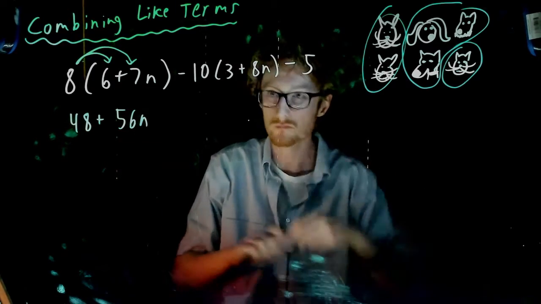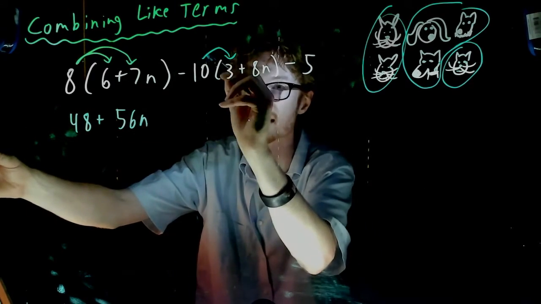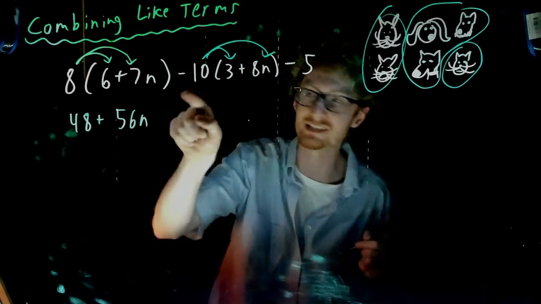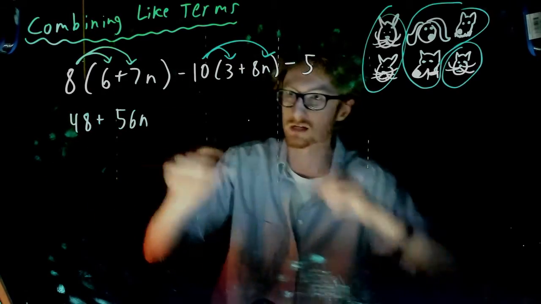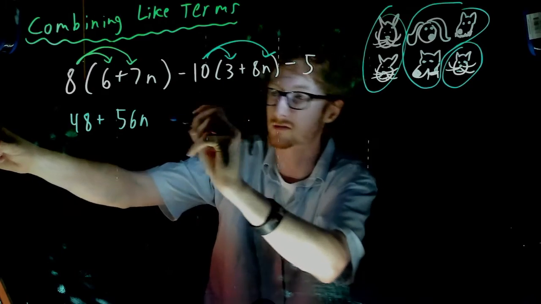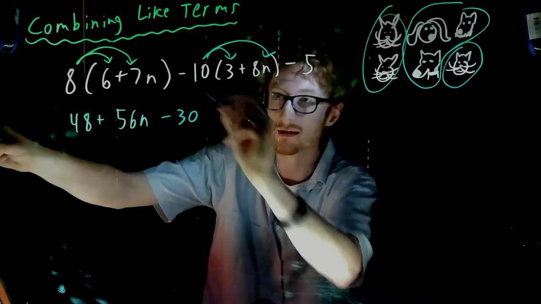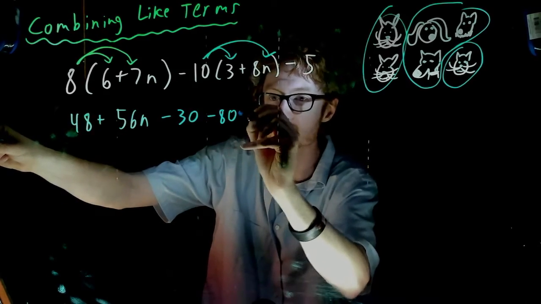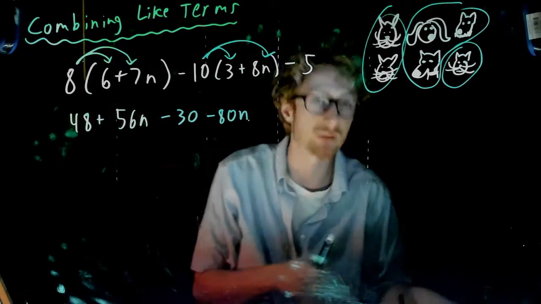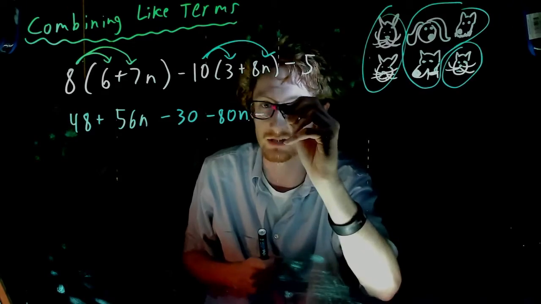So now, let's distribute this in. Now, what kind of 10 is this? This isn't just a regular 10. This is a negative 10. Make sure you pay attention to that. So we do negative 10 times 3 is negative 30. Negative 10 times 8n: negative 10 times 8 is negative 80. Shove that n on the end. Am I forgetting anything? Yep, I'm forgetting that little minus 5 right there.